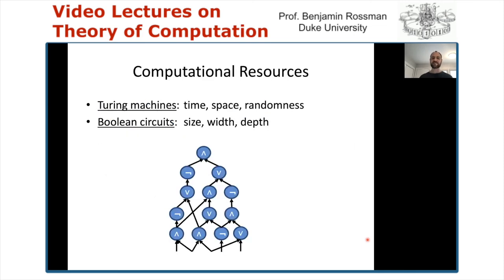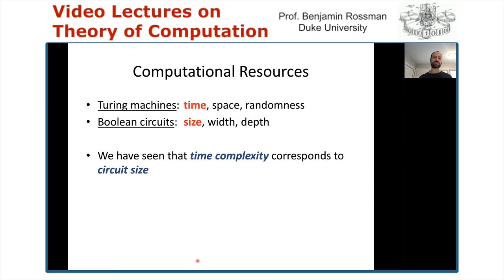So next, let's have a look at some of the other computational resources of Turing machines on the one hand and circuits on the other hand. In the setting of Turing machines, we study time complexity, space complexity, randomness. And for Boolean circuits, we've already discussed size. We defined but haven't yet discussed depth as a resource. You could also look at width of Boolean circuits. If we have a Boolean circuit where the gates are arranged in layers with wires going from one layer to the next, then the width would be the maximum number of gates on any layer.